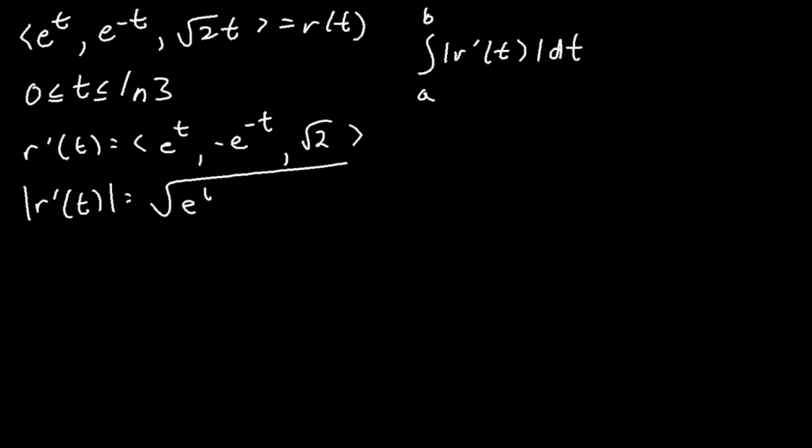So the magnitude is e to the power of t squared, so it's e to the power of 2t. If you didn't know that, squaring anything is basically multiplying it by itself. And if you multiply two exponentials with the same base, it's just like adding the exponents. If you add t and t, you get e to the power of 2t.